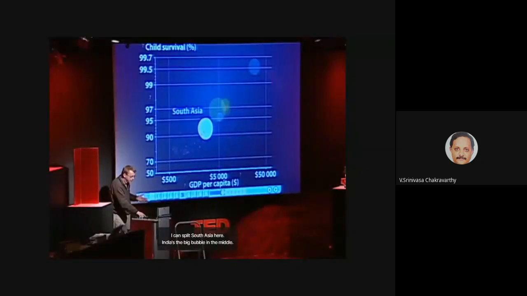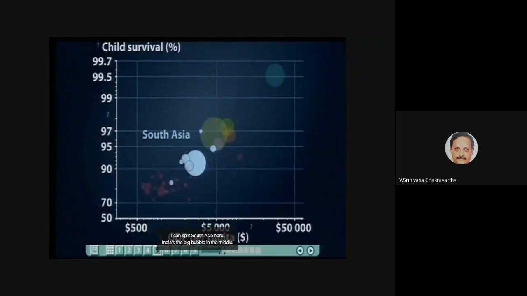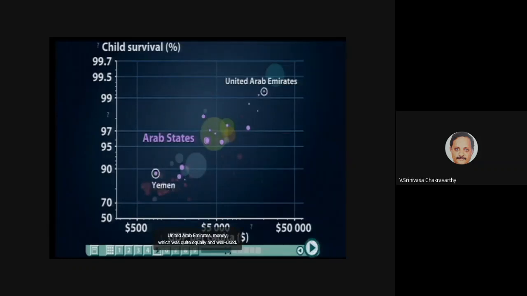I can split South Asia here. India is the big bubble in the middle, but there is a huge difference between Afghanistan and Sri Lanka. And I can split the Arab states. How are they? Same climate, same culture, same religion, yet a huge difference, even between neighbors. Yemen, civil war. United Arab Emirates, money, which was quite equally and well used. Not as the myth is. And that includes all the children of the foreign workers who are in the country.